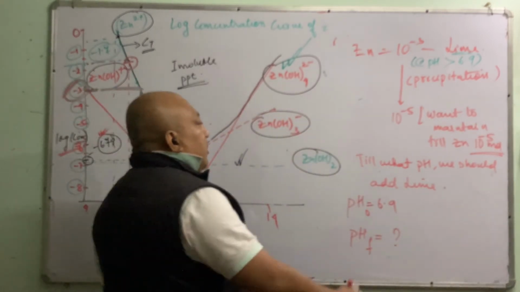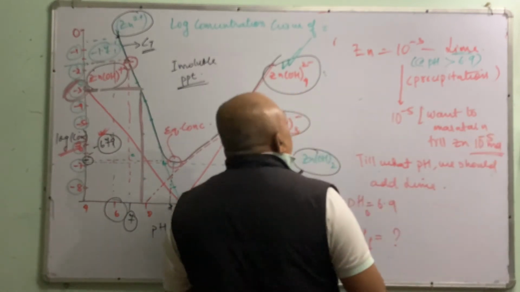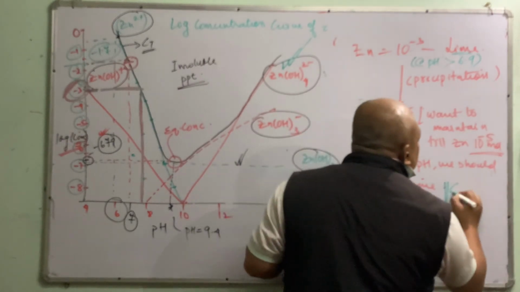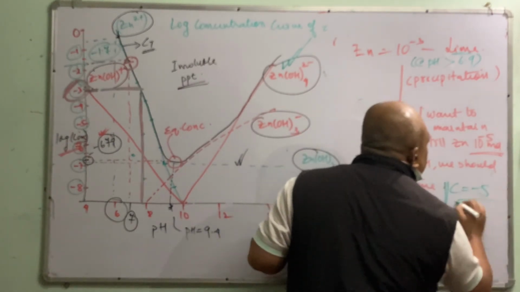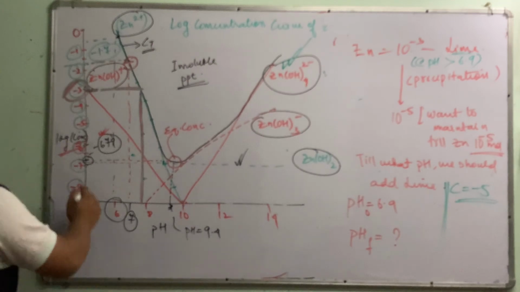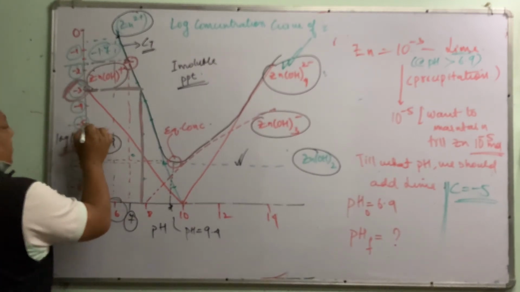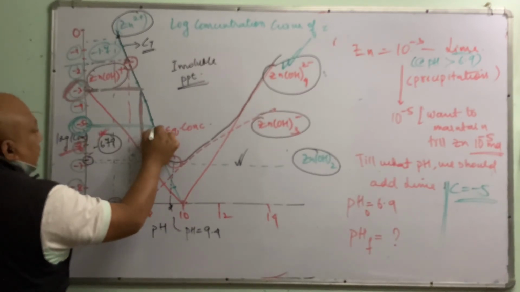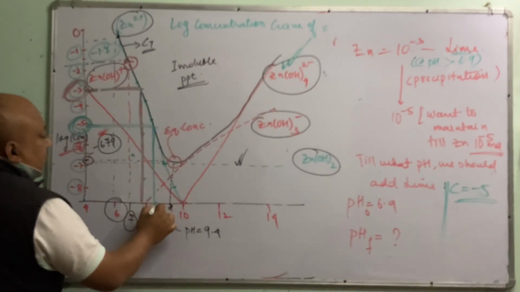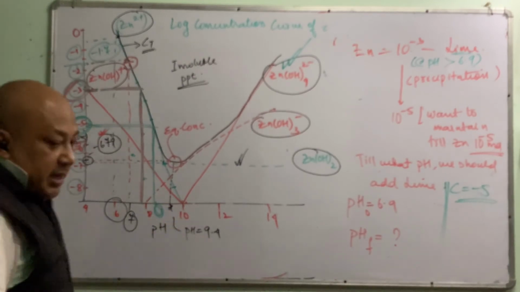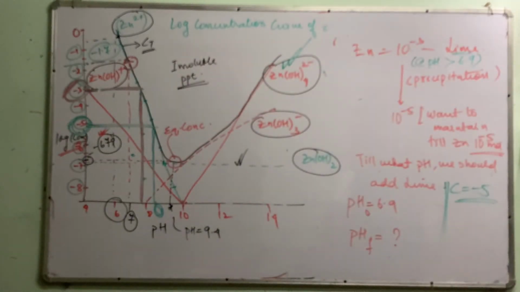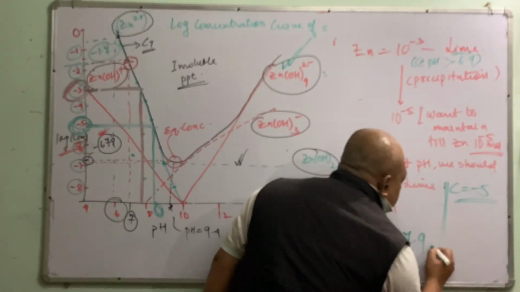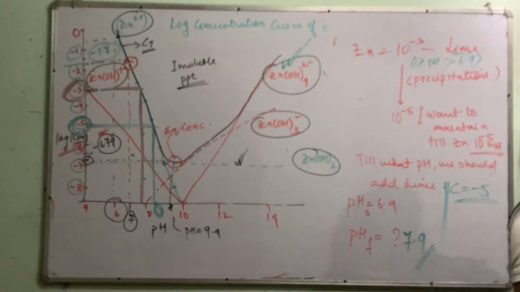Simple. For 10 to the minus 5, C will be minus 5, correct? So C minus 5, you check here, then this minus 5, then you bring the graph up to here, then you bring down here. This pH. And the answer happens to be 7.9. Is the concept clear, everyone?